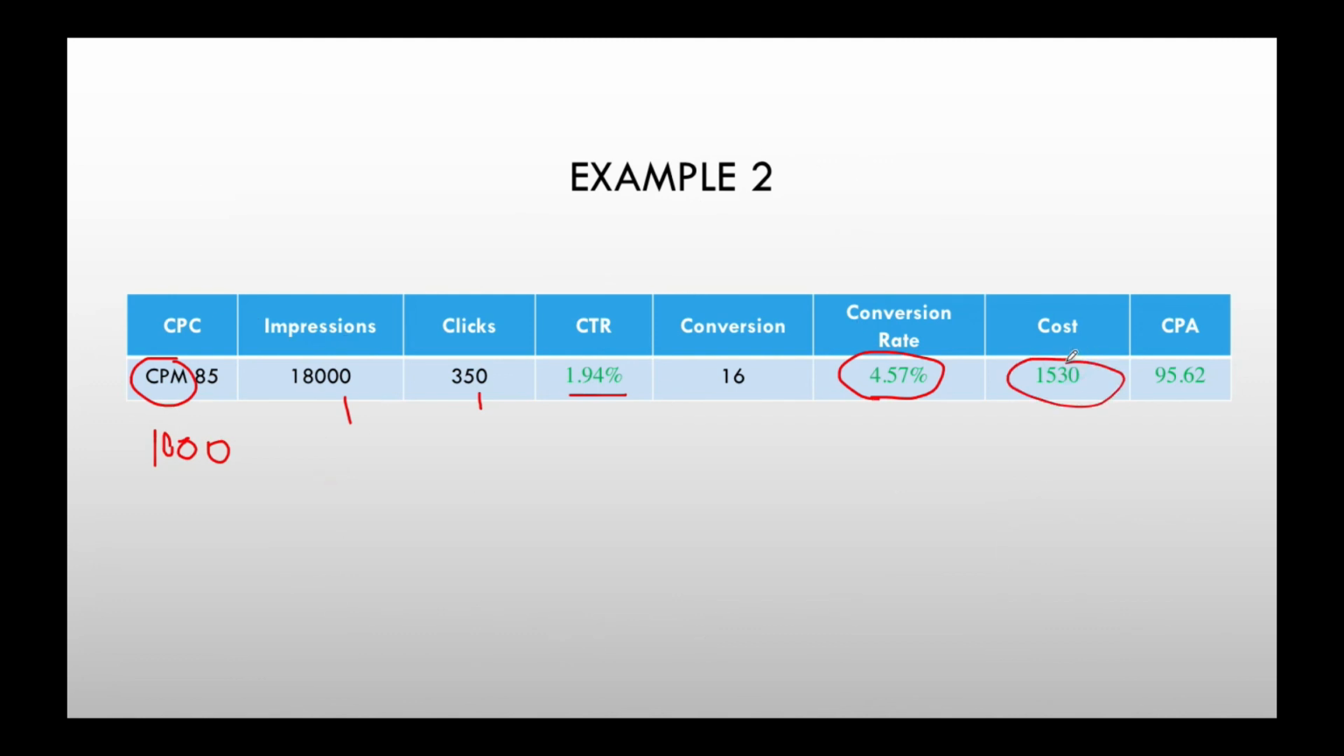Now I know the cost, I know the conversions, I can easily calculate what my cost per conversion or cost per acquisition is. So total cost, which is 1530 divided by number of conversions, which is 16, gives me 95.62 rupees. That is how you calculate your cost per acquisition or conversion.